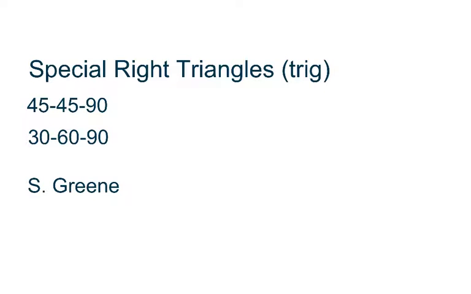This is a video about the special right triangles that have two 45-degree angles and one 90-degree angle, and then also one 30-degree angle, one 60-degree angle, and one 90-degree angle. So we'll be talking about those within the context of the unit circle and then generalizing our results.